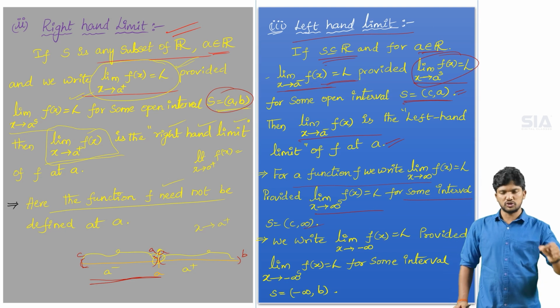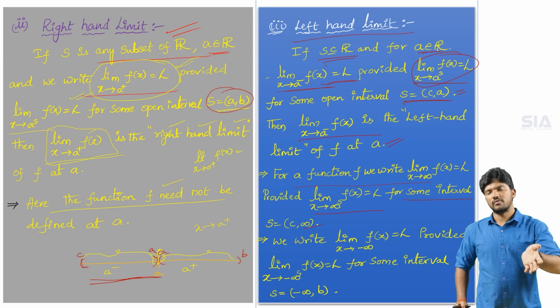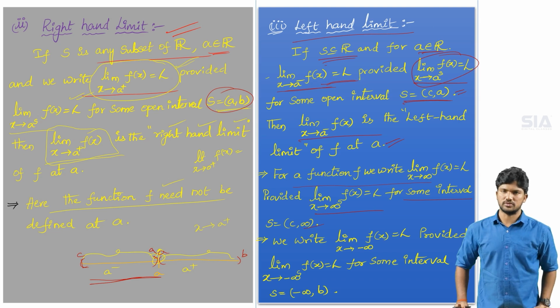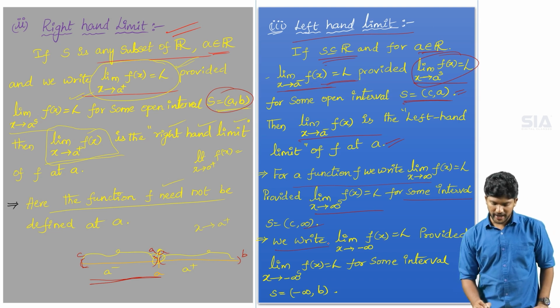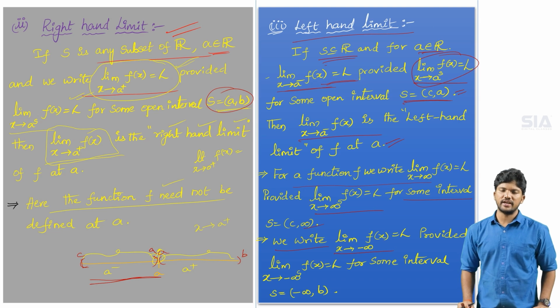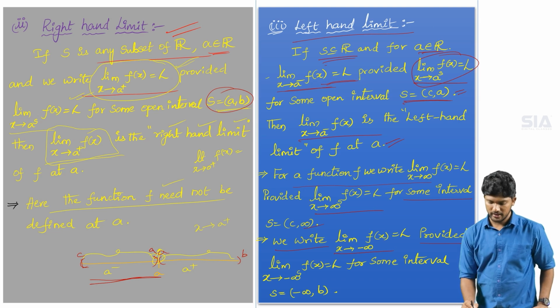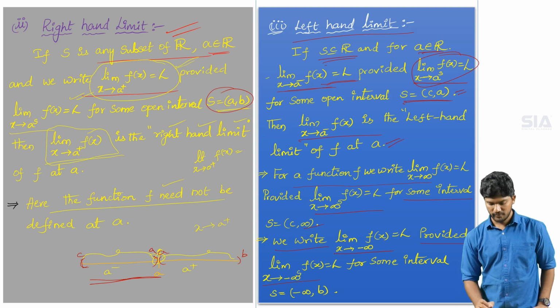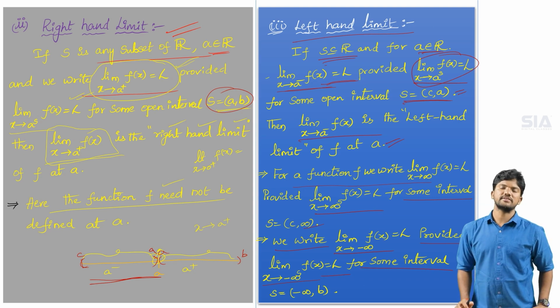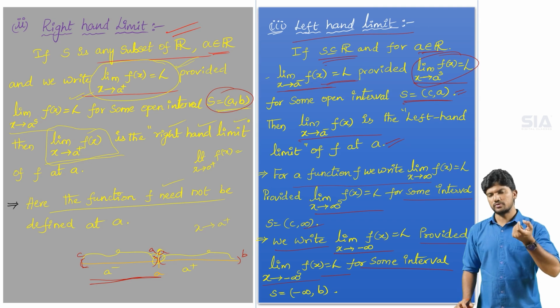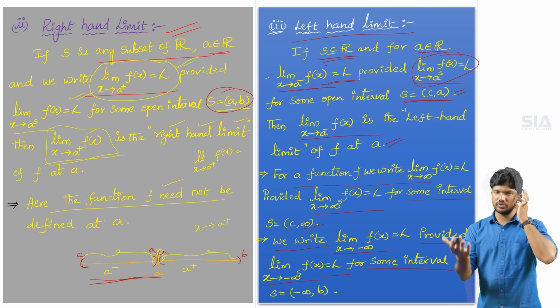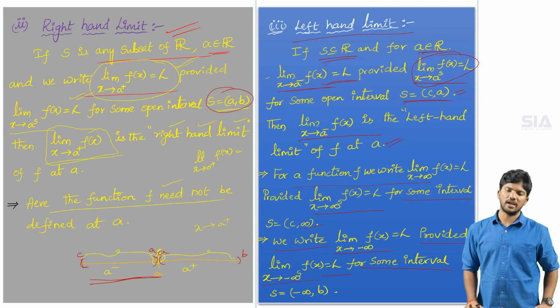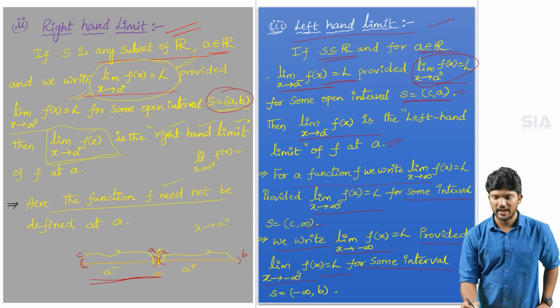That means the value we substitute there is not only a real number, we can also substitute the infinity value also. Okay, so we write limit x tends to minus infinity f of x is equal to capital L, provided limit x tends to minus infinity along S f of x is equal to L for some interval capital S is equal to (minus infinity, b). That means we can substitute plus infinity and we can substitute as small x value minus infinity along with that given condition only. So this is the definition of the left hand limit.